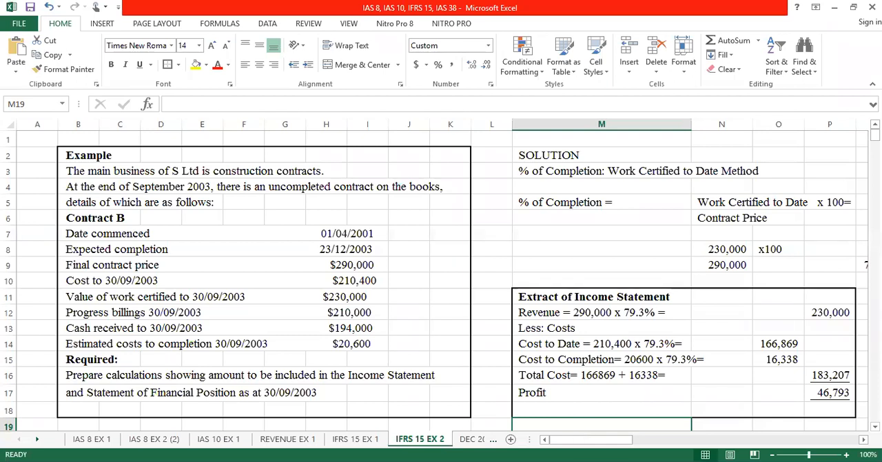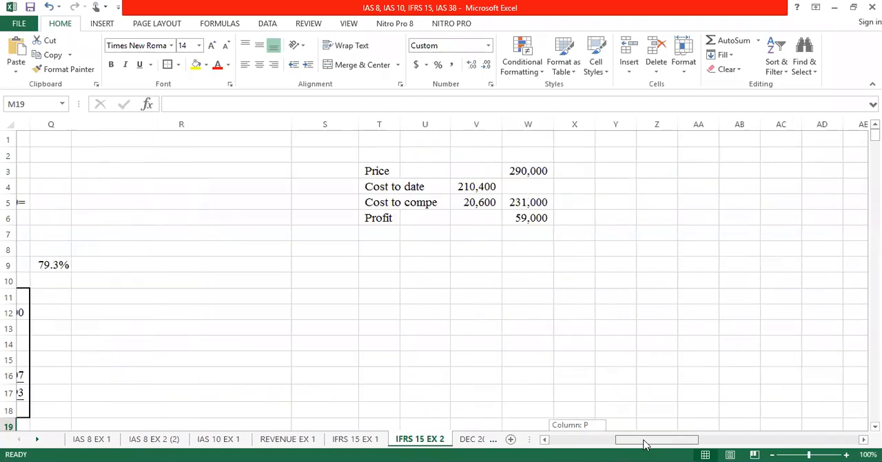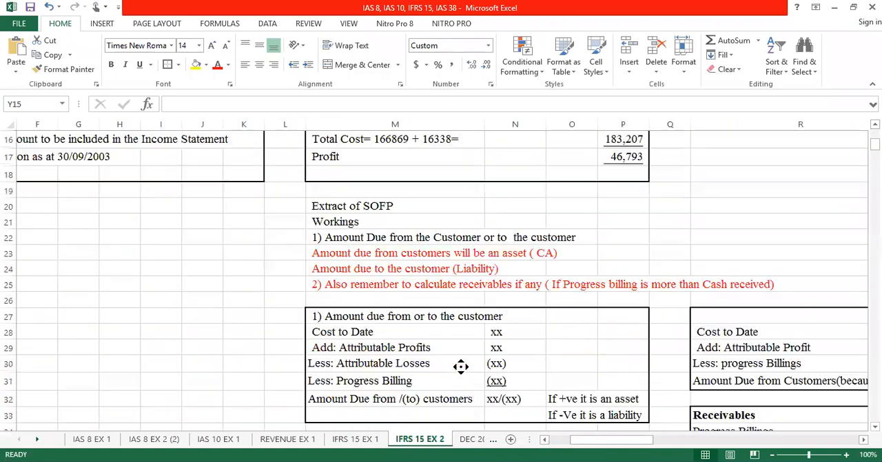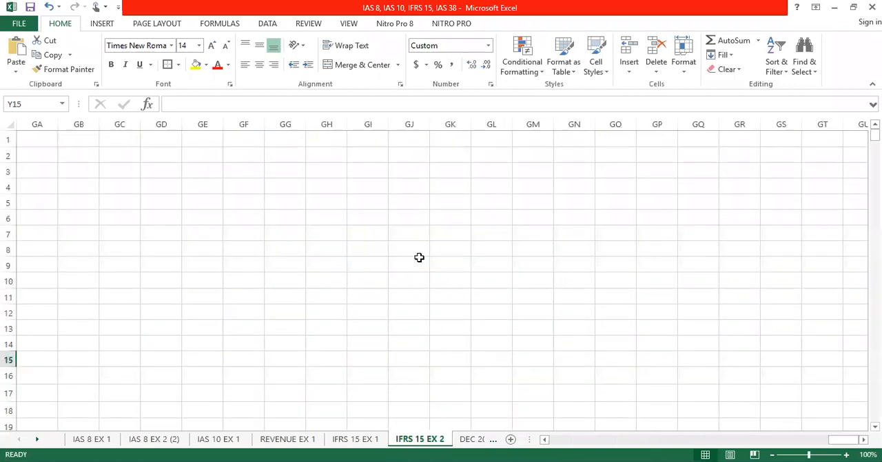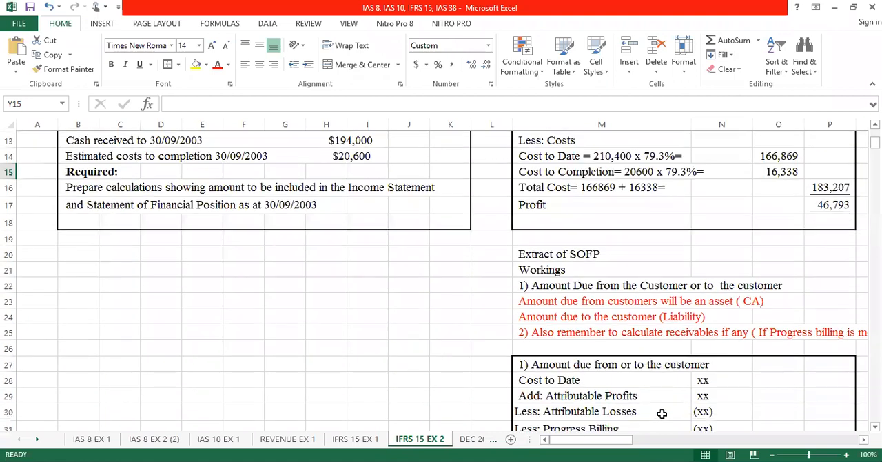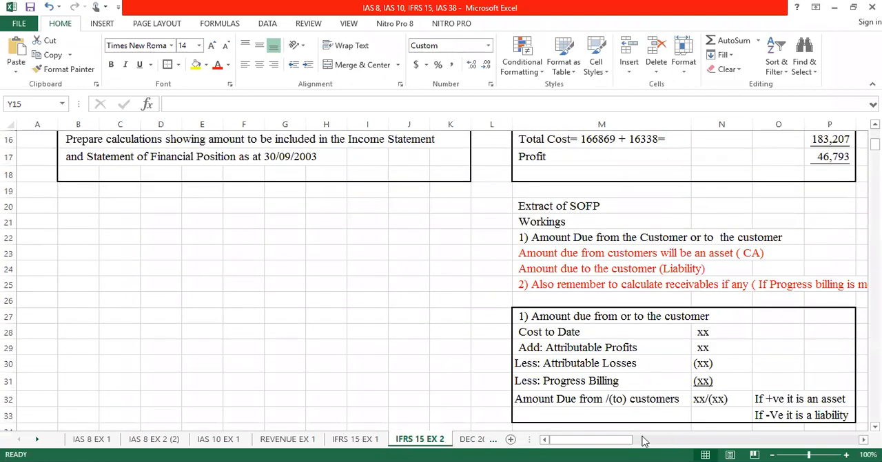Now, when we talk of amount due, it is as a result of the contract. Maybe the contract was saying 20%. So you just need to look at the price minus what? I don't mean the price, I mean the cost to date. Sorry for that. You less the cost to date, you add any profits, you less any progress billings.